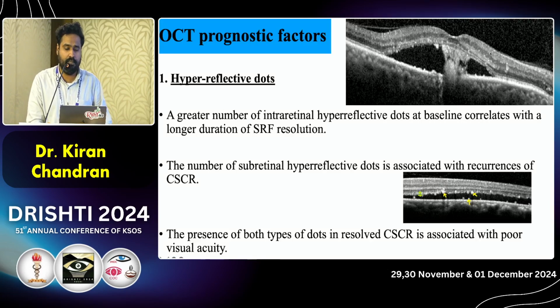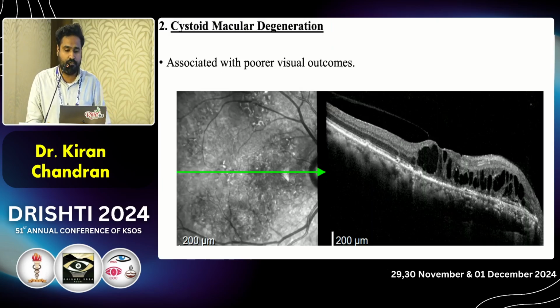These can be either in the inner retina or in the subretinal layers. The above figure shows hyperreflective dots in the inner retina as well as subretina and even overlying the RPE. The bottom figure mainly confines to the photoreceptor tips and above the RPE. The presence of these dots, as I mentioned, is an indicator of poor visual acuity and chronicity. Cystoid macular degeneration, large cystoids can be seen. These are degenerative cystoids and associated with poor visual outcomes.